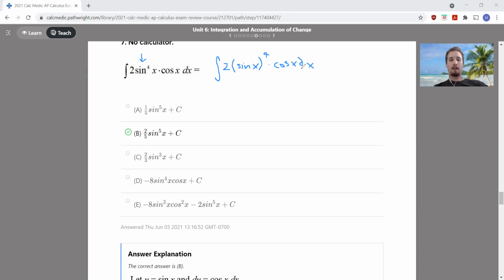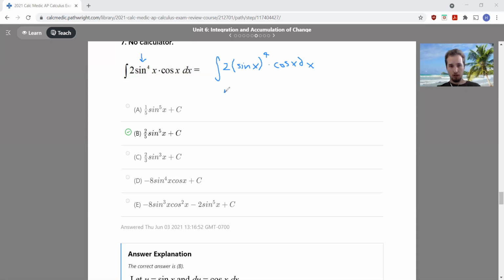And now that you have a parentheses there, you might think to yourself, okay, I could make sine x u to just get a simple u to the 4th, and we can try that, right? U substitution is all about guessing and checking.